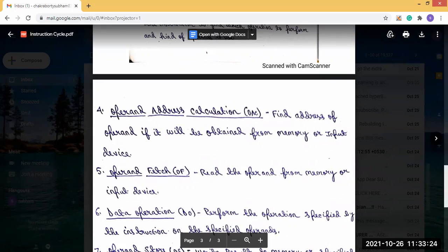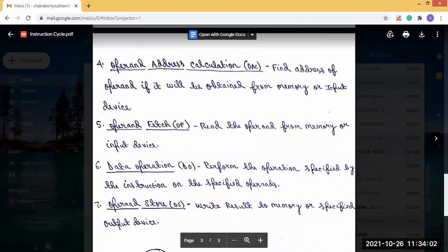Now, after the operand fetch state, we have the data operation. That means we have to perform the operation specified by the instruction on the specified operands. The operations we have already determined, now we have to perform them on these specific operands, which we have read from the memory and input device. After performing the operation, we will store it. So the last state will be the operand store. So these are basically the states of an instruction cycle.